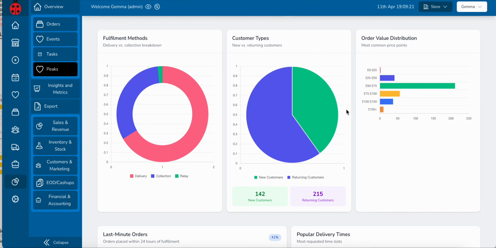I can get a good idea of what my average order value is there. So I can see the biggest seller at peaks for me was my £50 to £75 hand-tied bouquets. And after that, my 75 to 100. So it really does give you a good idea of where to pitch your range.